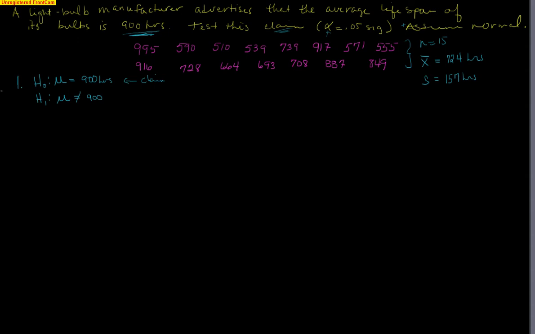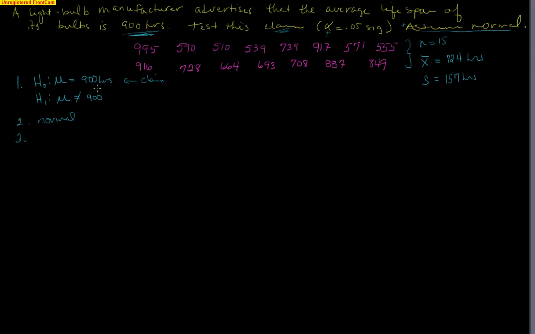Step two tells us to check the conditions, and I can see that we do not have 30. n is less than 30, but if you notice up here, we are told that it is a normal distribution, assume a normal for the population. So I'm just going to write that down, that it's normally distributed.